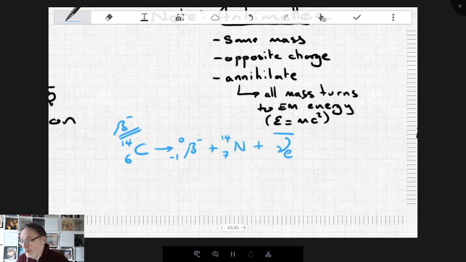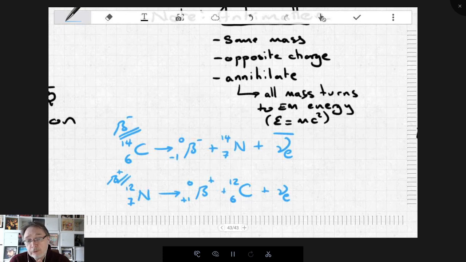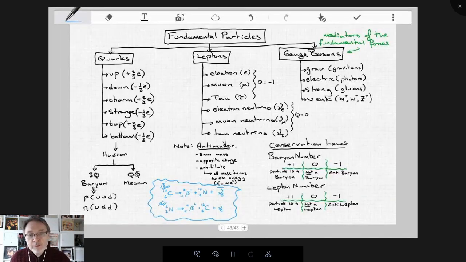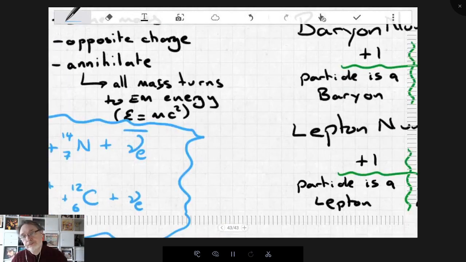Now the same happens for beta plus. The example here is nitrogen 12 is a beta plus emitter, and it turns into carbon 12, and in order to conserve lepton number, I need to have an electron neutrino. The beta plus is an anti-lepton, which means it has a lepton number of -1, so I need a +1, and I mustn't mess up the charge number.